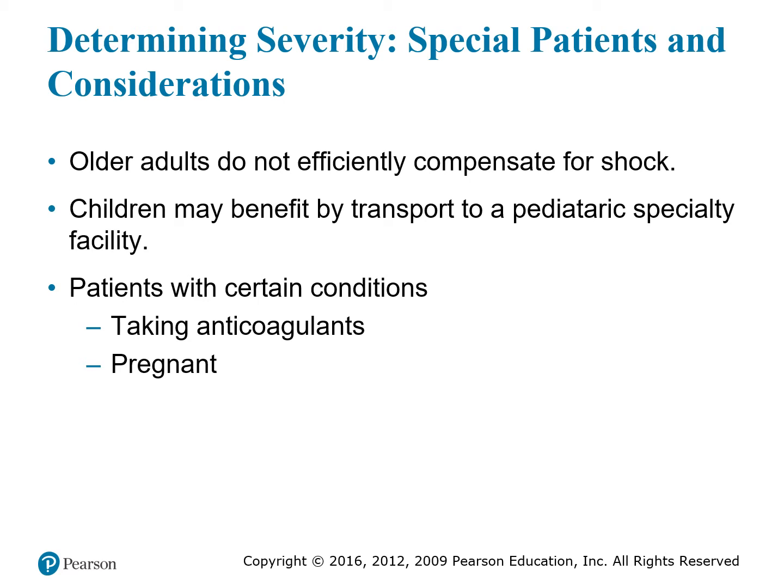All right, so in determining severity, there's a couple considerations here for special populations and patients. Older adults, the elderly, they don't compensate well for shock. They just don't do it very well. Their bodies just can't handle it. As we get older, our ability to handle trauma is lessened as we age. So they don't efficiently compensate for shock, and so their mechanisms may not be working as well as a young person's mechanisms to compensate there.